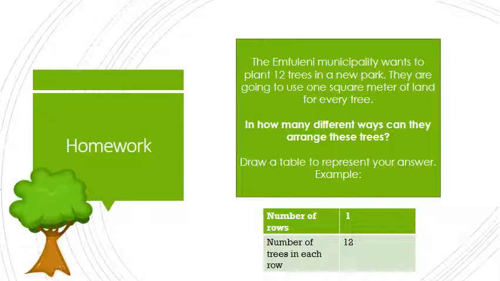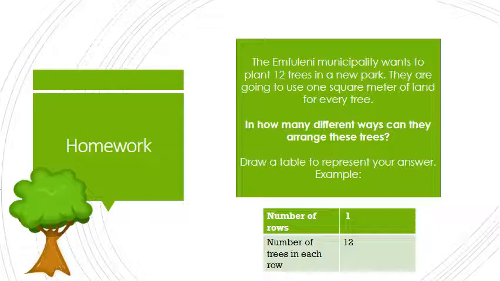So for your homework, boys and girls, the Mfuleni municipality wants to plant 12 trees in a new park. They are going to use 1 square meter of land for every tree. In how many different ways can they arrange these trees? So you need to draw a table to represent your answer.